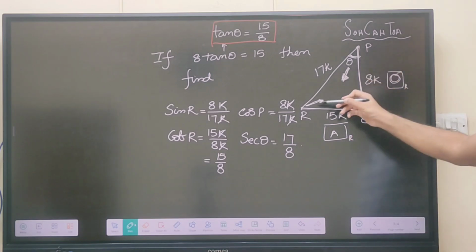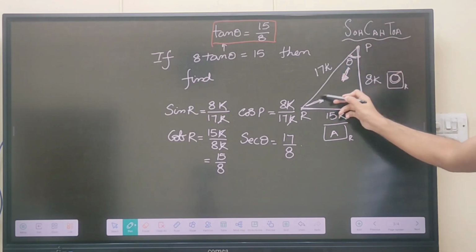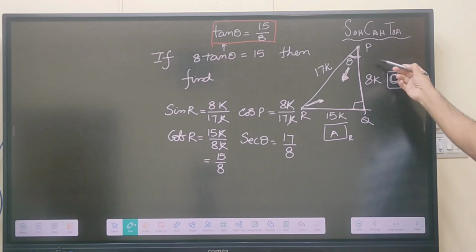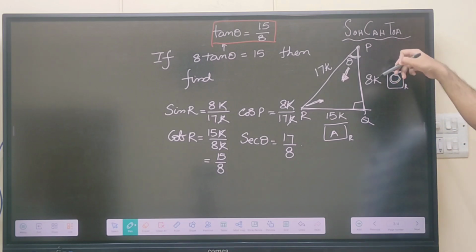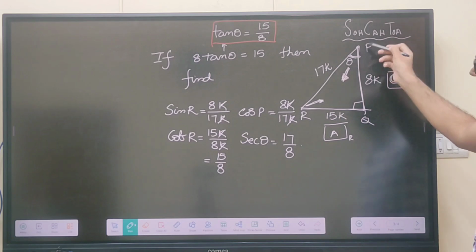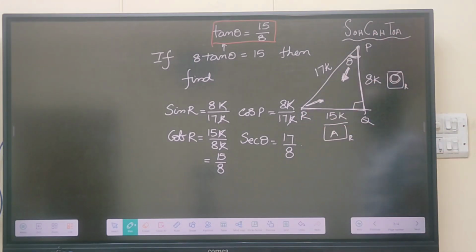So sin r, looking from here, is 8 by 17. Cot r, that is adjacent by opposite, is 15 by 8. Cos p, looking from here, is adjacent by hypotenuse. And secant theta is the reverse of cos theta or cos p, that is 17 by 8.